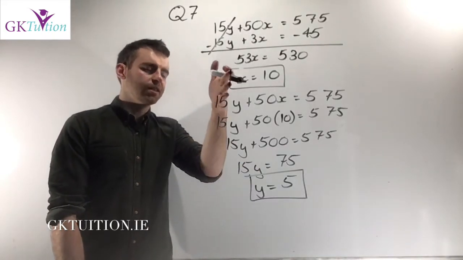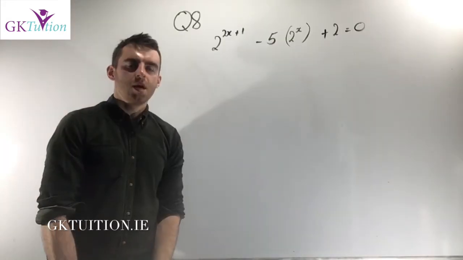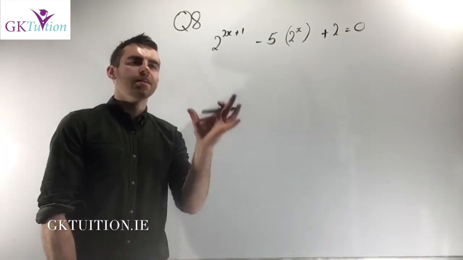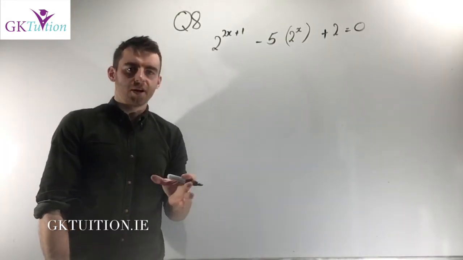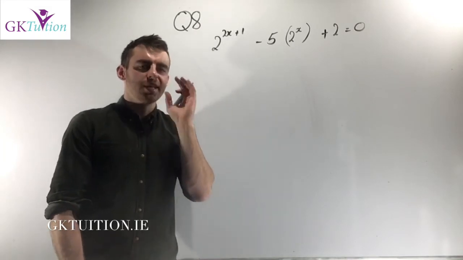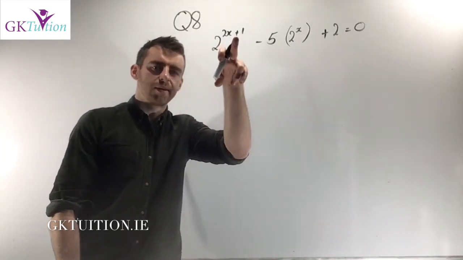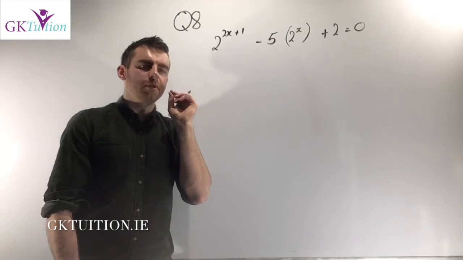So your answer there is x equals 10 and y equals 5. Okay, there was a typo on question 8 that I forgot to change. So what I want you to do is take this one down. In the notes, I think that was actually an equals. It should have been a plus.